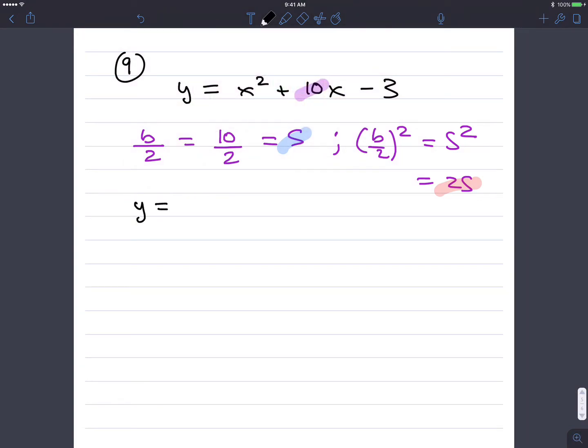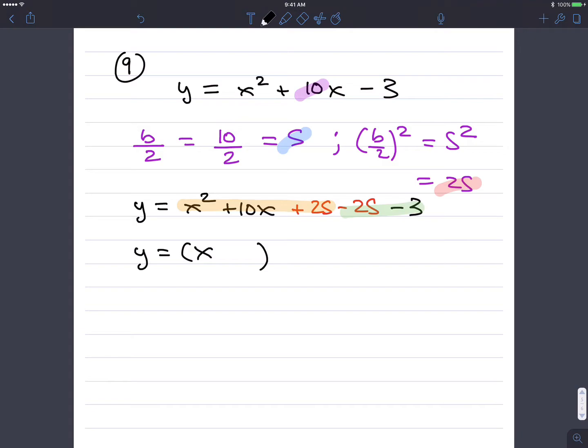So y is x squared plus 10x. Write down the first two terms. We're going to add 25. We're going to subtract 25. That's really the number 0. And don't forget we have that minus 3. So now y becomes, we get a perfect square trinomial. Don't forget. These three terms we factor. These last two terms we perform arithmetic.